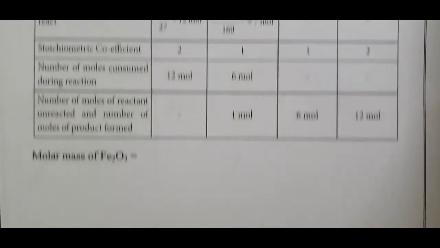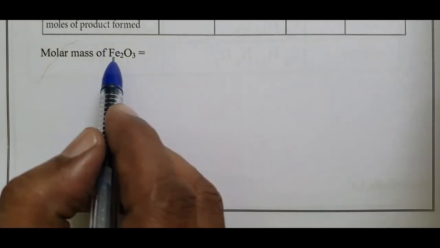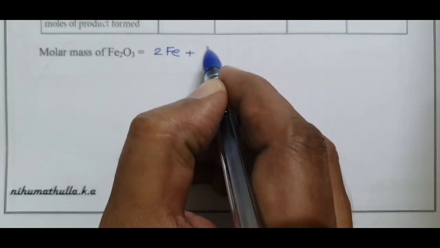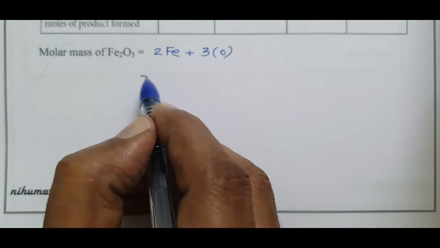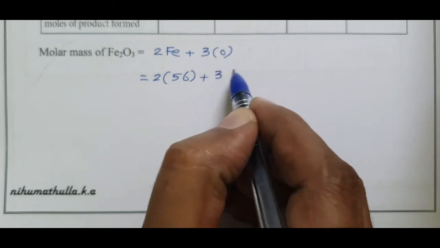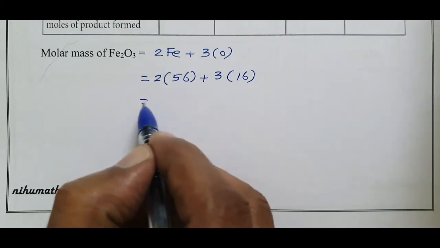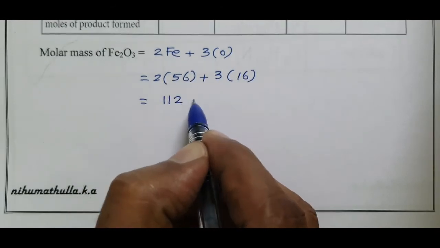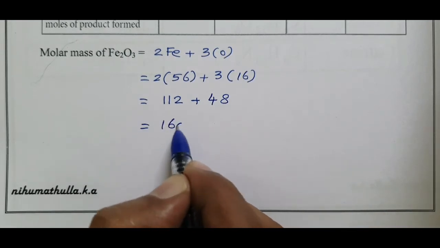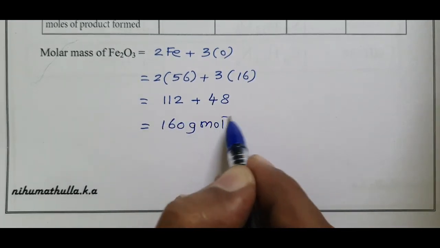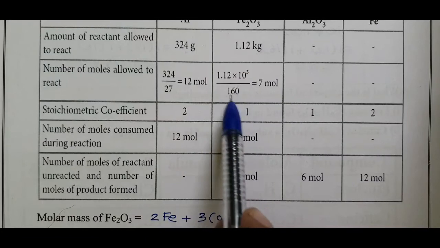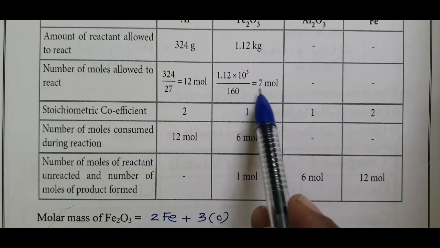Now I calculate the molar mass of ferric oxide here. Molecular formula Fe2O3, it contains how many iron atoms? 2 Fe atoms and 3 oxygen atoms. That equals 2 into iron atomic mass 56 plus 3 into oxygen atomic mass 16. That equals 2 into 56, 112, plus 3 into 16, 48. When we add these two, we will get 160 gram mole power minus 1, the molar mass of ferric oxide. In the denominator we have 160. So when we cancel these two, we will get 7 mole.